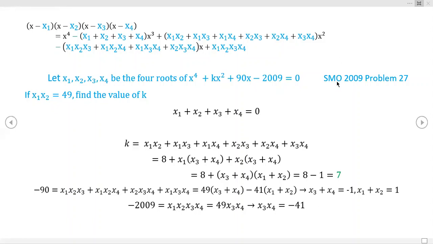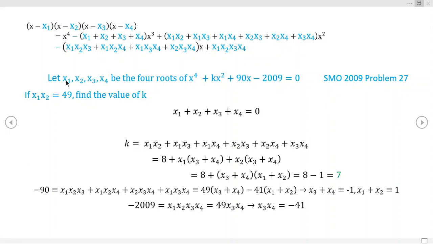Everybody, another SMO. This is Singapore Mathematical Olympiad 2009, problem 27. It may be from a different section or something. I know there's a bunch of different sections, but anyway, it is the year 2009. It was labeled problem 27. Now, here's the problem statement right here.